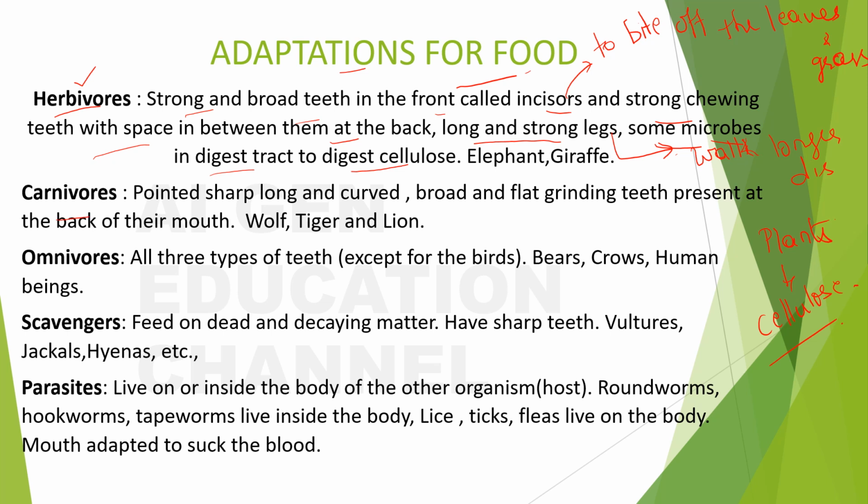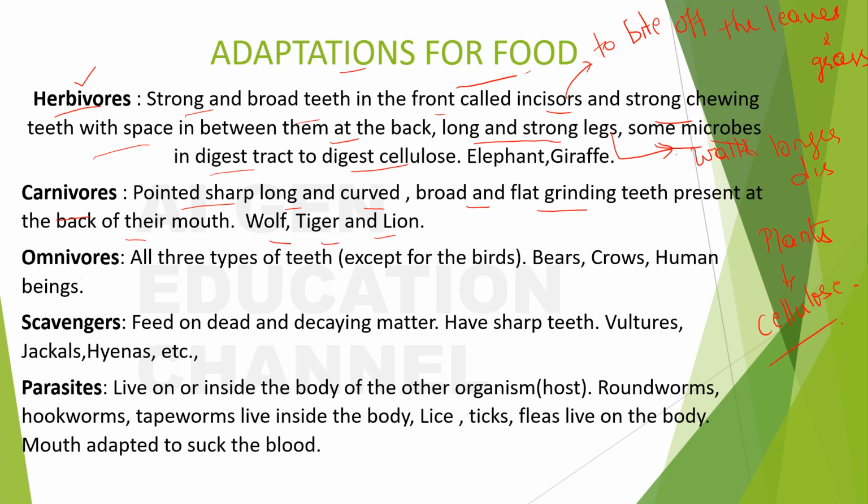Now about the carnivores. What are the adaptations that can be seen in the carnivores? You know that, right? They will have sharp teeth. Everyone knows that a lion will have sharp teeth, right? We have been hearing this for so long, right? So carnivores, what do they have? Pointed, sharp, long and curved teeth, okay. This is to tear flesh, and broad and flat grinding teeth present at the back of their mouth. What is it for? It is to chew the flesh and bones, right? What are the examples? Wolf, tiger and lion.